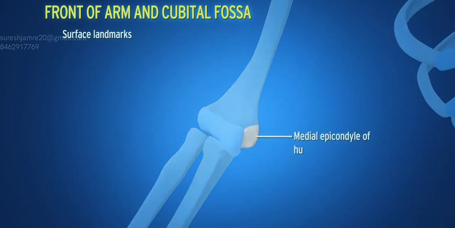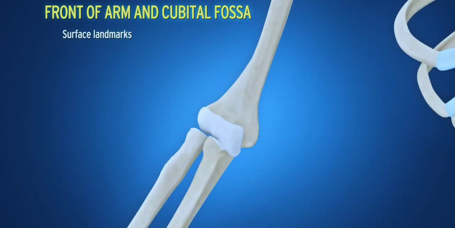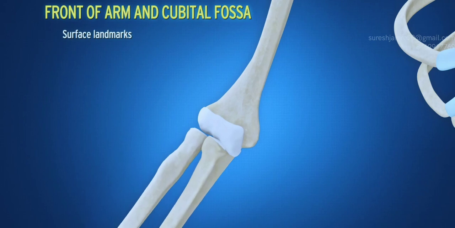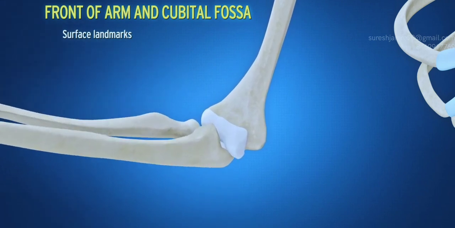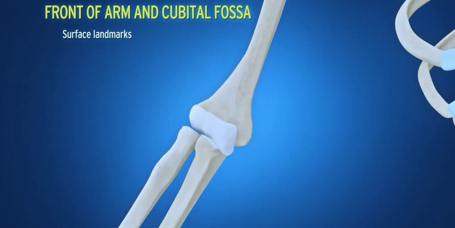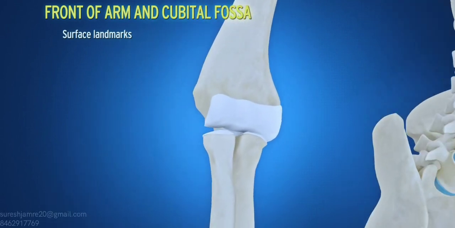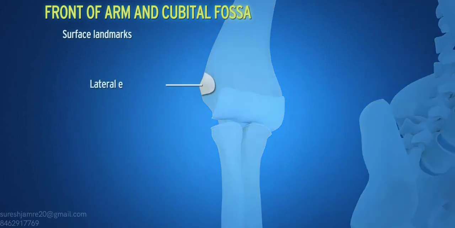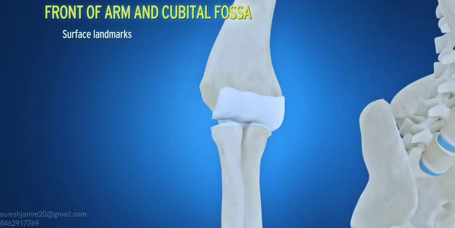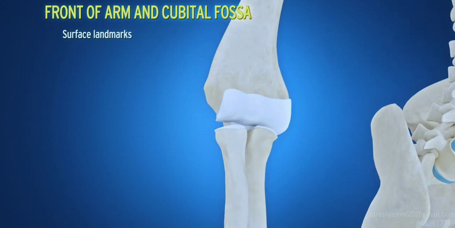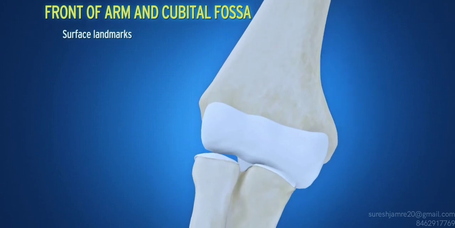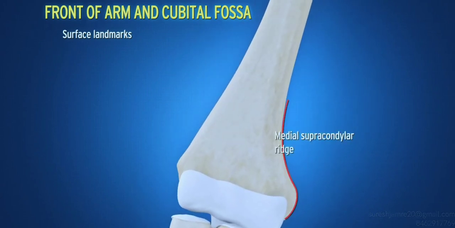Medial epicondyle of humerus is the prominent bony projection on the medial side of the elbow. The prominence increases when we flex the elbow. Similarly, on the lateral side of the elbow, we can feel lateral epicondyle. Lateral epicondyle is less prominent when compared to the medial epicondyle. Traced upwards from the epicondyles, one can palpate medial and lateral supracondylar ridges.